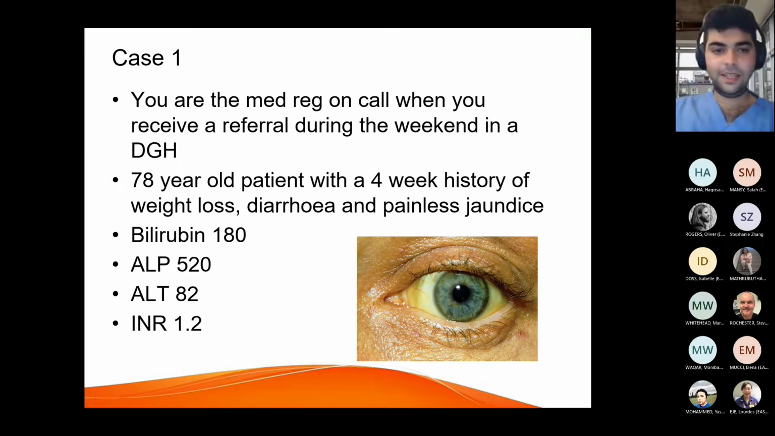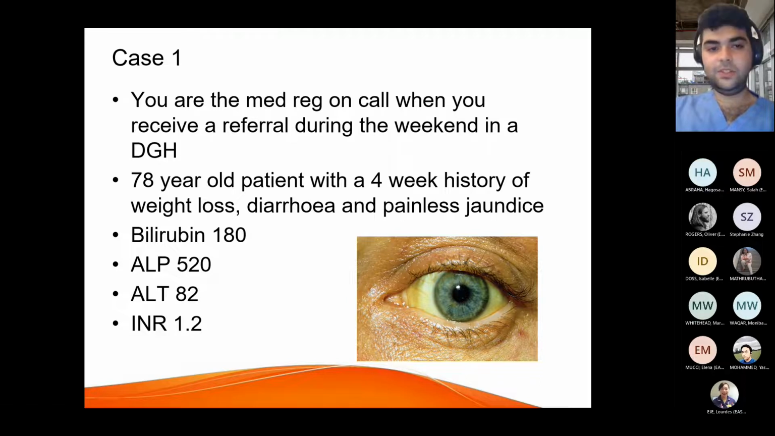The first case involves you being the med-reg on call when you receive a referral, and the setting of this case is in a district general hospital. The patient is a 78-year-old patient who has a 4-week history of weight loss, diarrhea, and painless jaundice. The relevant investigations are a markedly elevated bilirubin, a raised ALP, and slightly elevated ALT.